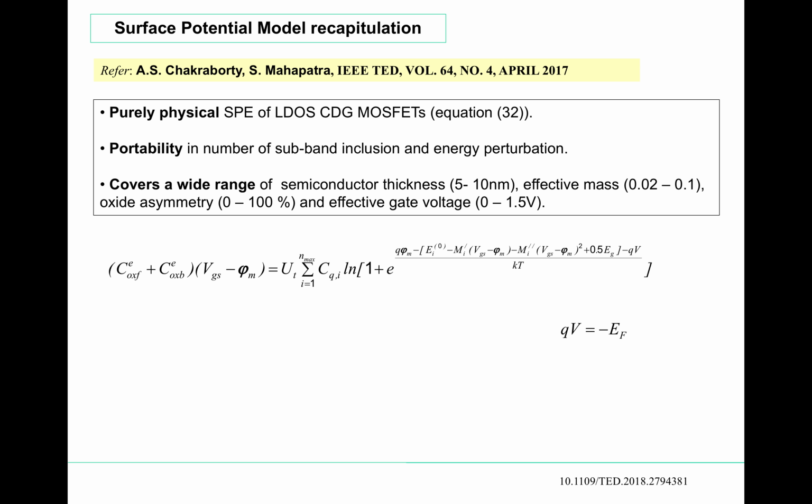So from this equation we solve for phi m, and through a linear relationship given in our paper we obtain the front and back surface potential. For ease of the viewers, I have provided this relationship. qV is equal to minus EF, where V is nothing but the channel potential, and EF is the Fermi level.